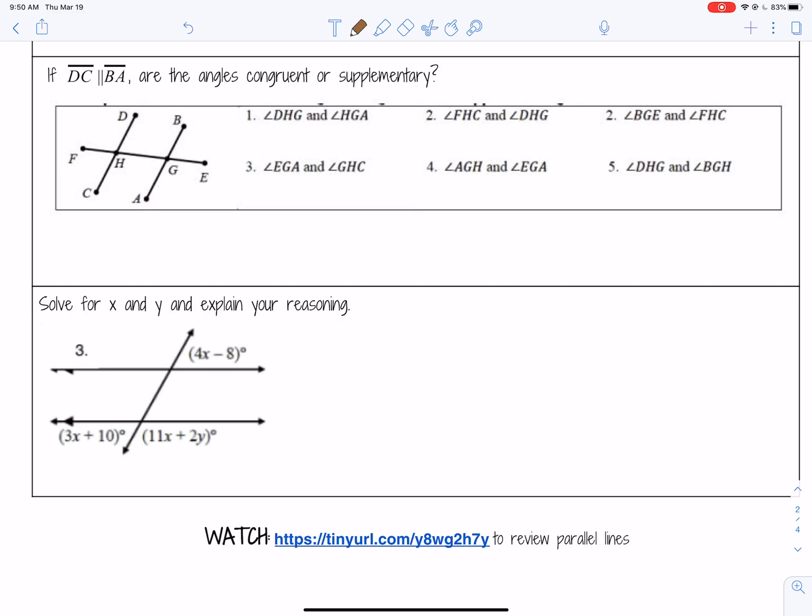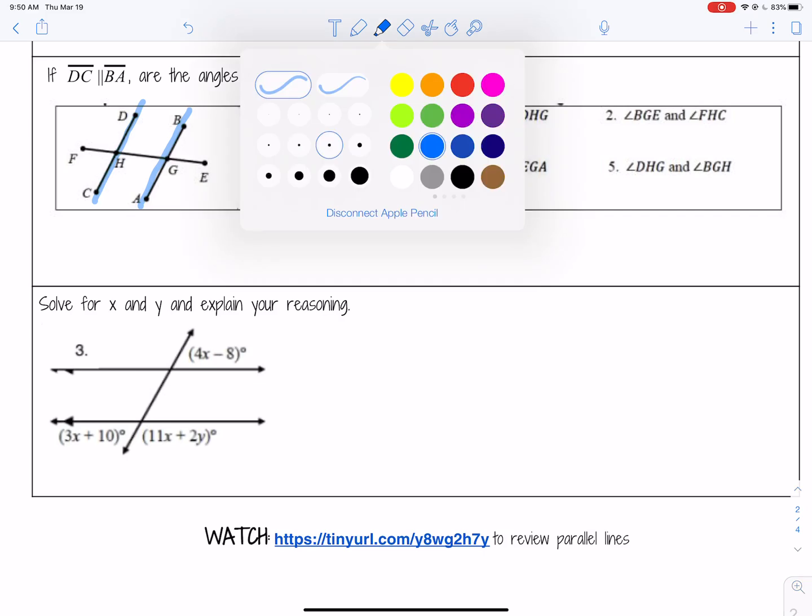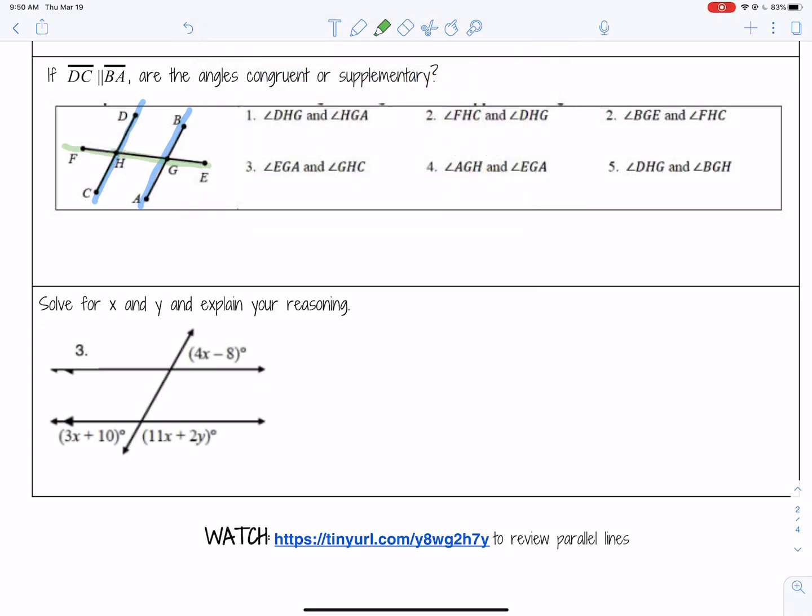If DC is parallel to BA, are the angles congruent or supplementary? So let's just put, these are our parallel lines this time. So notice those are actually going in a different direction than what we've seen so far, but that's okay. And our transversal looks like it's horizontal this time, but all the same rules apply. So let's just take these one at a time.